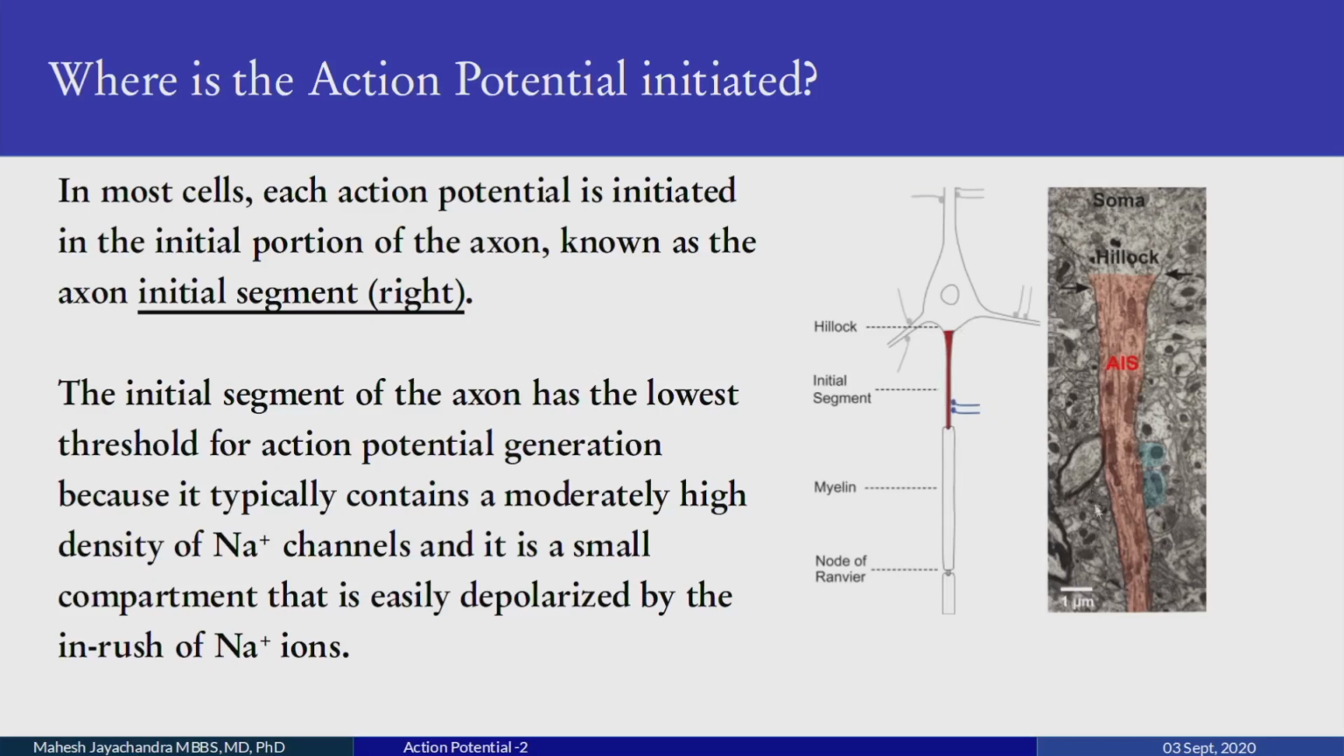This is an electron microscopic image of the initial segment, which is in light red, and the hillock and the soma. The axon hillock is where the initial segment begins, and the initial segment ends where the axon with the myelination starts.